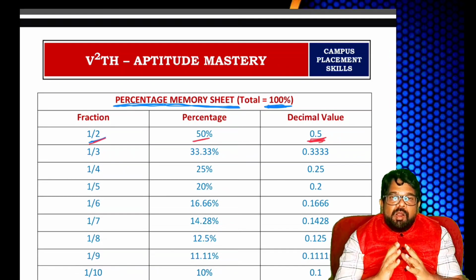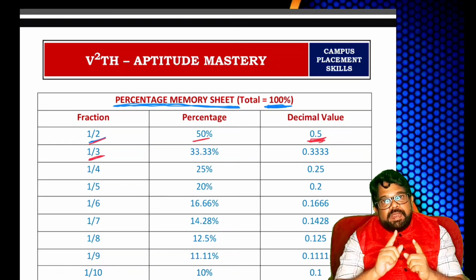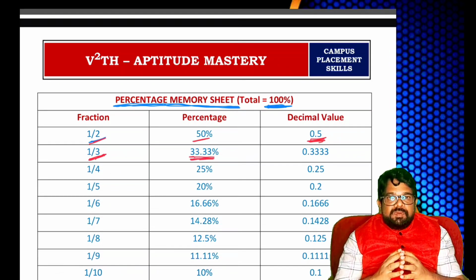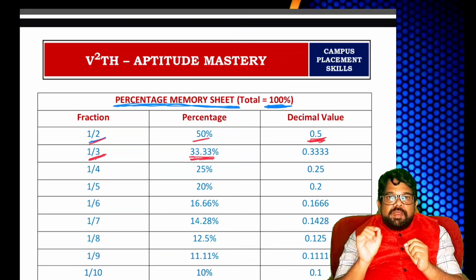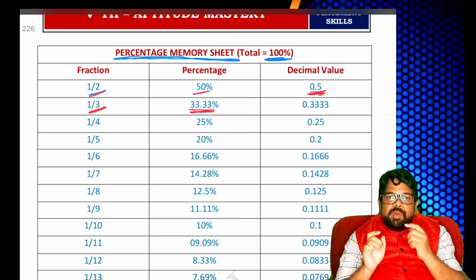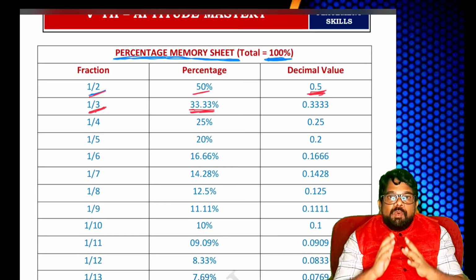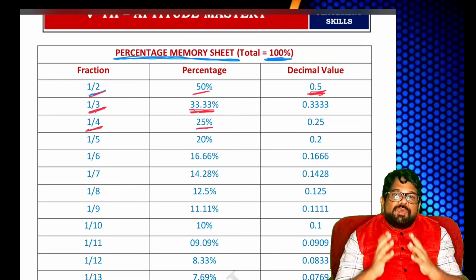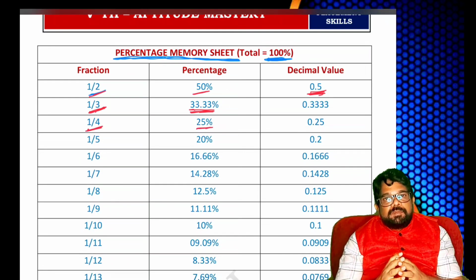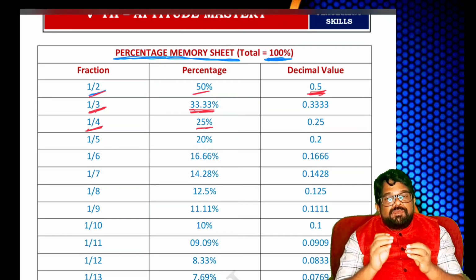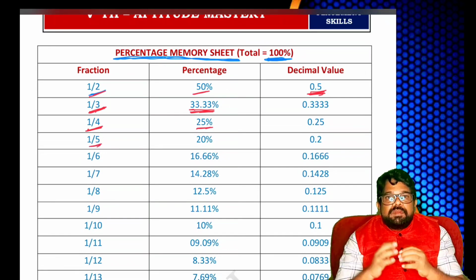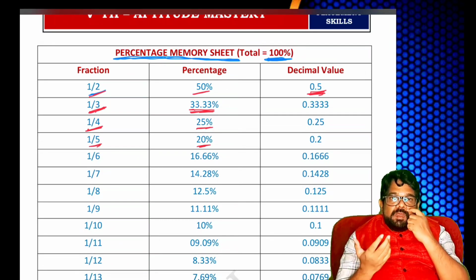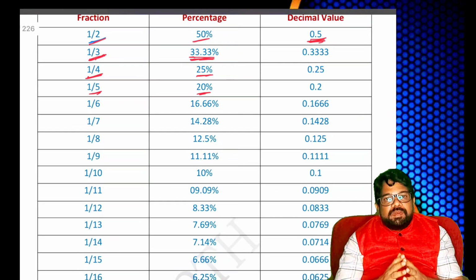1 by 3. How can you remember 1 by 3? 3, all are 3s. 33.33%. 1 by 3 is 33.33%. You can remember very easily. 1 by 4. What is 1/4 of 100? 25. So 1/4 value is 25%. 1/5 value. What is 1/5 of 100? 20. 100 by 5, how much? 20. So 1/5 is 20%. You can remember very easily.